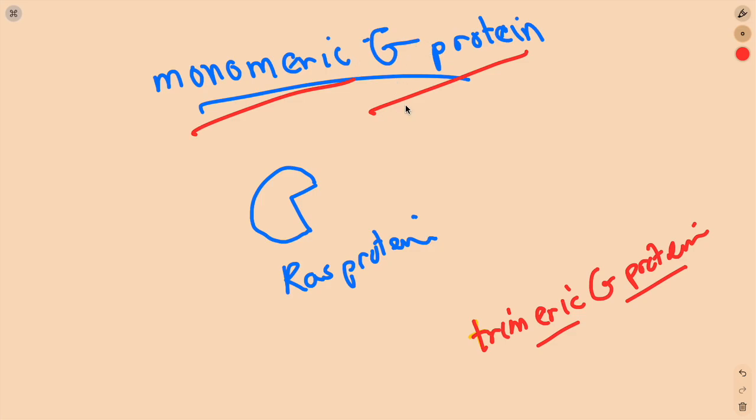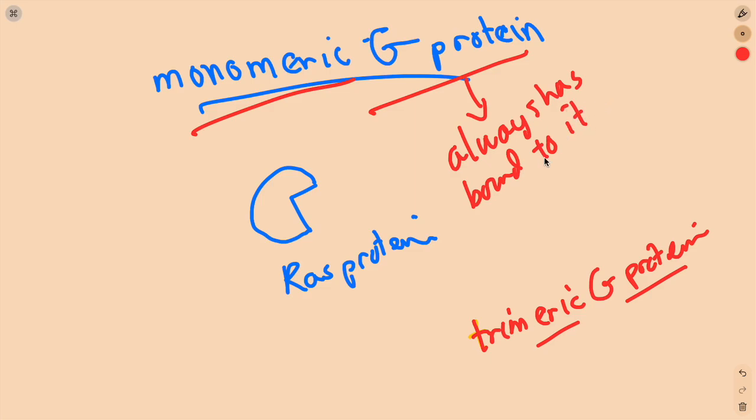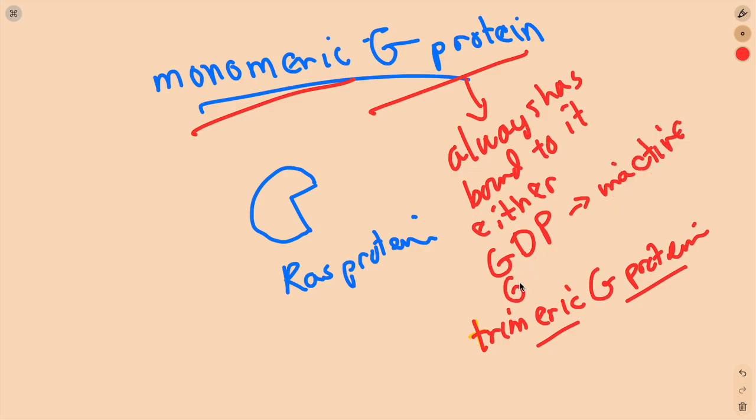Okay, so what is a G protein? A G protein always has bound to it either GDP, and when it has GDP, it's inactive, or GTP, and when it's bound to GTP, it's active. So that's what it means to be a G protein. It always has GDP or GTP.